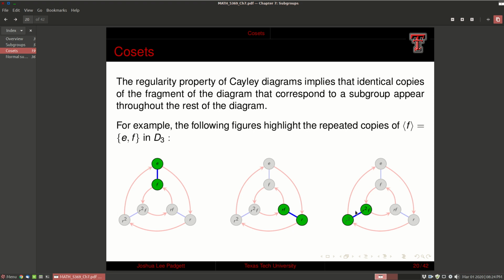Okay? So what do I mean by just like it? I mean that there are two nodes with a blue arrow between them. All right. Now, the leftmost is a group because it has the identity. The middle and the right are not groups. Why? Because they don't have the identity.